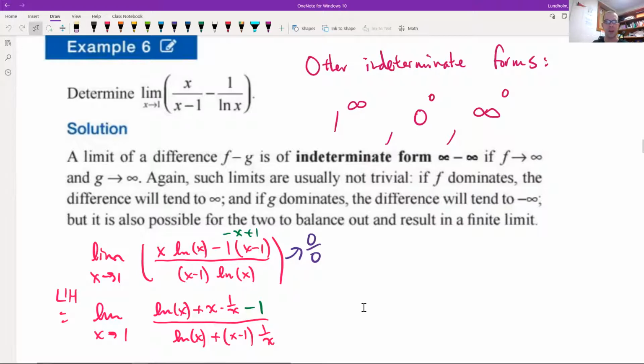Okay, well, let's see what kind of a scenario we're in now. I think we can do some simplification here. On the top there, we're going to get x times 1 over x, and that's just going to turn into a 1. So 1 minus 1 is just going to cancel out, and all we're left with is the natural log on top. On bottom, we're going to have the natural log just hanging out. And then this part will be distributed so that we get 1 minus 1 over x.